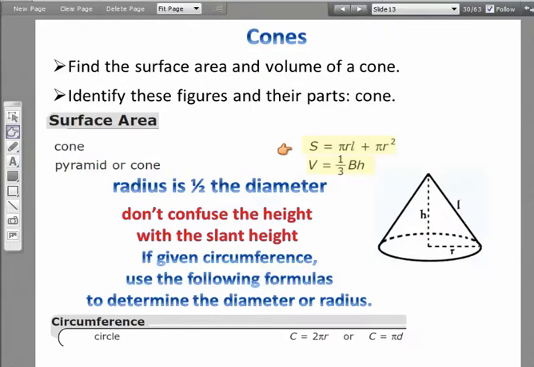So here is the surface area for a cone. Here's your volume for a cone, which is also the same as a pyramid. Remember, radius is half the diameter. Just like with your pyramids, don't confuse your height with the slant height. And again, use these formulas to figure out your radius or your diameter if they happen to give you the circumference of the base.